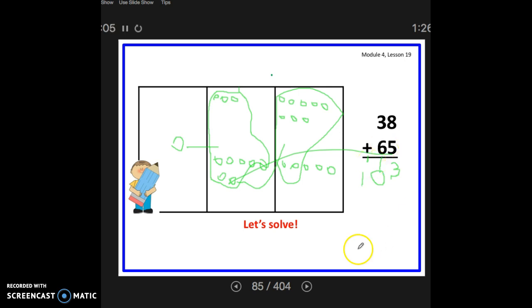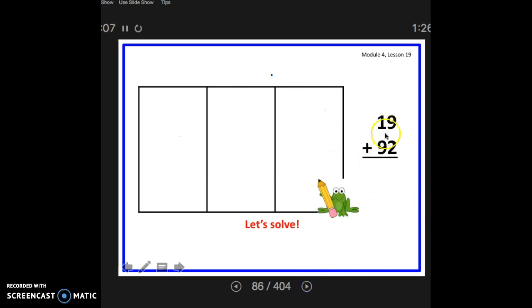All right, let's do another one. 19 plus 92. Pause the video after you're done solving it. Come back to me and let's see if you did it right. All right, here we go. So we have 19, and that's the very first thing we have to build. So here is my 10, 11, 12, 13, 14, 15, 16, 17, 18, and 19.